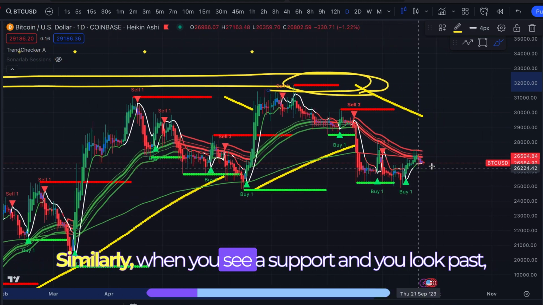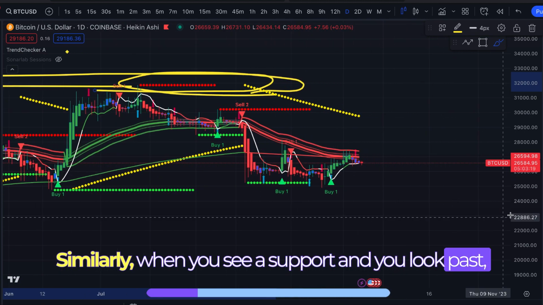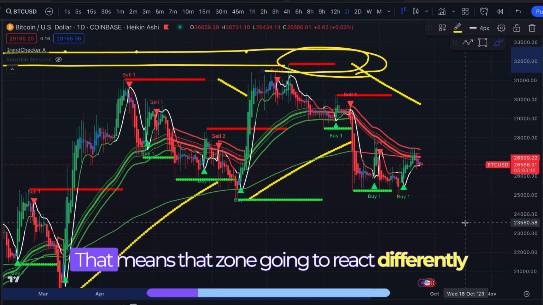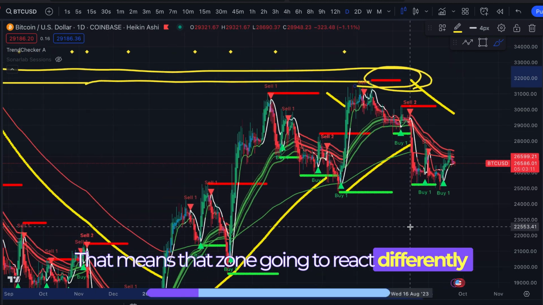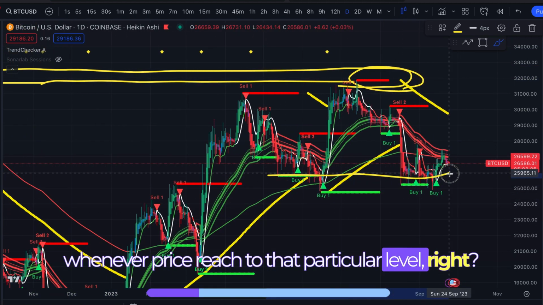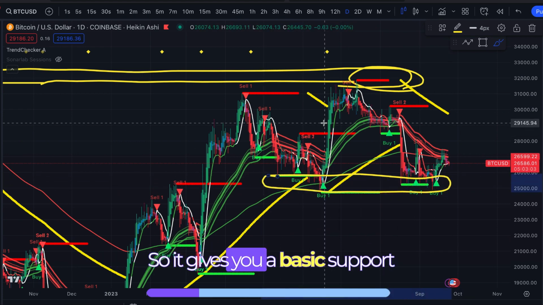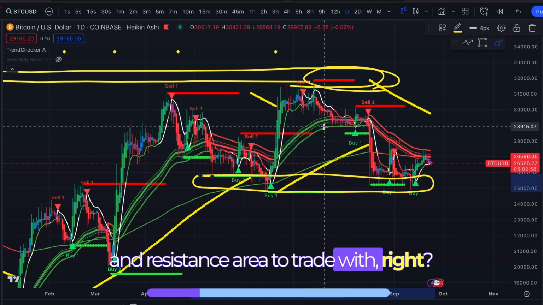Similarly, when you see a support and you look into the past, if there is a big support, that zone is going to react differently whenever price reaches that particular level, right? So it gives you a basic support and resistance area to trade with.